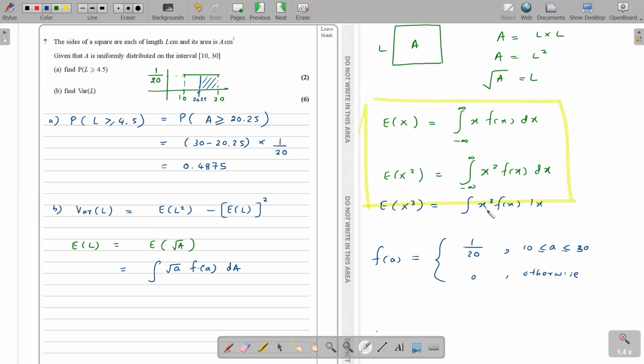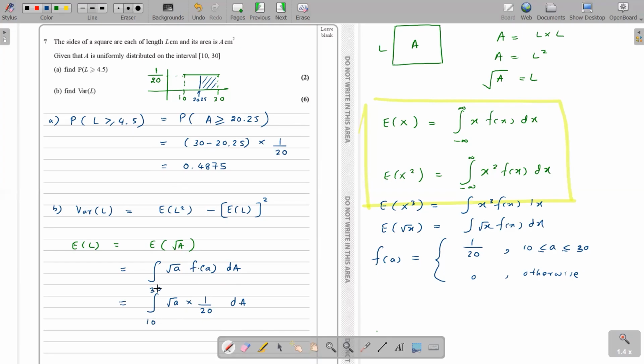If it's x cube, then x cube times f(x). Likewise, this is root x. So if you have E of root x, here E of root x means what? Root x times f(x). Do you see it? So that's exactly what we do here. E of root A means root A times f(a). We don't do anything for the f(a). F(a) is already defined now. So get the values here. Root A times what's our f(a)? F(a) is 1 over 20. And our limits for the f(a) function is from 10 to 30.